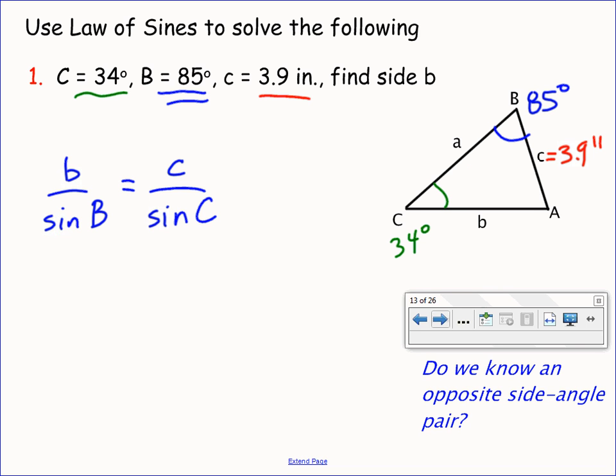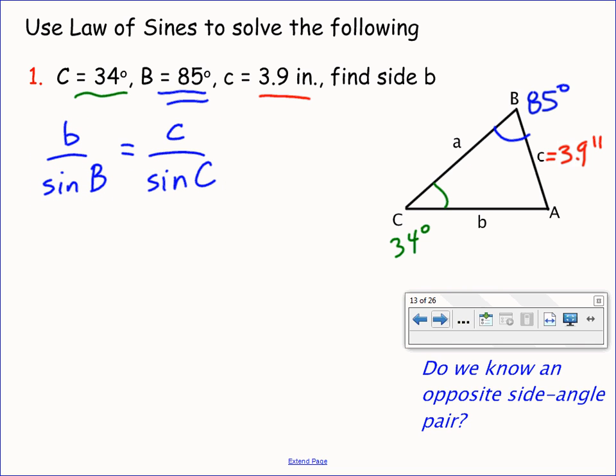All right, so what can we do? Well, we'll go ahead and fill in what we know. We know that big B was 85 degrees, so b is to sine of 85 degrees, just like c was 3.9 inches, is to sine of angle C. And angle C was 34, so sine of 34 degrees. Everybody see it? We've completed our opposite side angle pairing. We filled up that fraction, c over sine of C. We have a single variable, b. We can solve for that in one step.